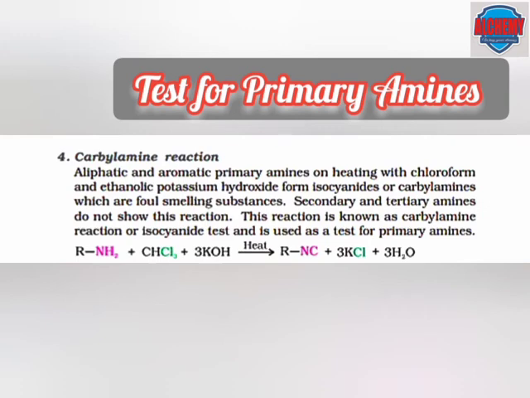Aliphatic and aromatic primary amines, on heating with chloroform and ethanolic potassium hydroxide, form isocyanates or carbalamines, which are foul-smelling substances. Secondary and tertiary amines do not show this reaction. This reaction is known as the carbalamine reaction or isocyanate test and is used as a test for primary amines.